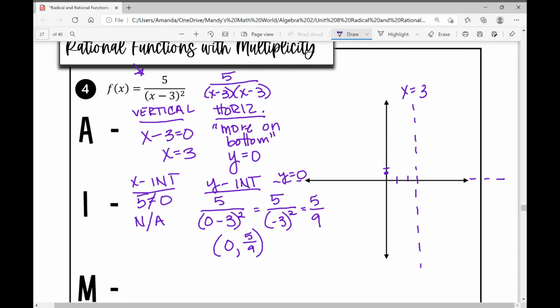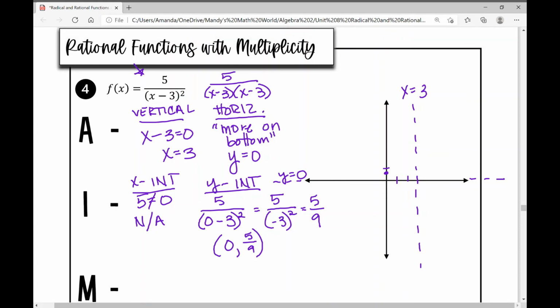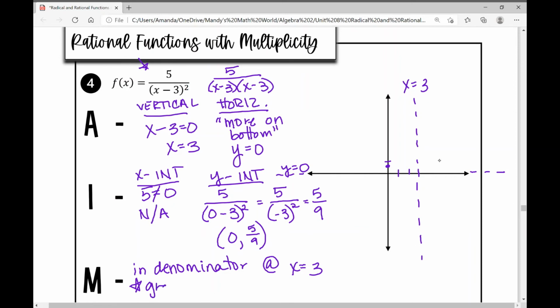So now I'm looking at the multiplicity here, and I can see that I do have a special squared term in my denominator. So I do have multiplicity in the denominator at x equals 3, at that asymptote. What does this mean? It means that the graph will meet at x equals 3. And here's what that looks like. So I'm going to do this right here. Okay, it's going to meet there.